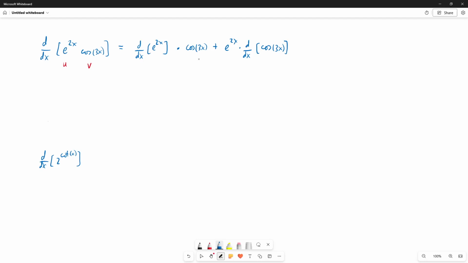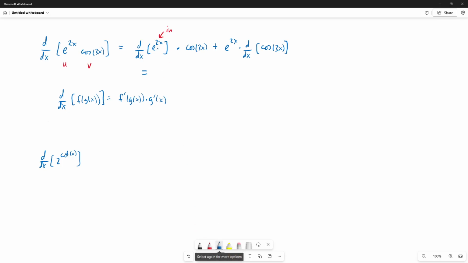So our u prime and our v prime, they're both compositions and they both require the chain rule. The chain rule says the derivative of f of g of x is equal to f prime of g of x times g prime of x. So in the first case, our g of x is the inside function, that's the 2x.